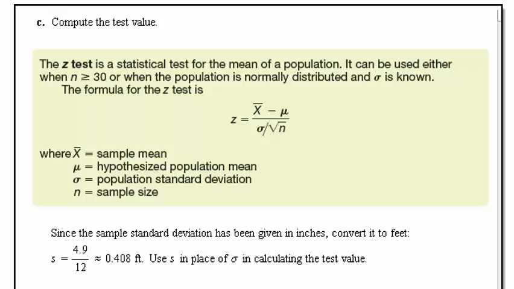Now, since the sample standard deviation has been given in inches, we should convert it to feet. So we'll use s in place of the population standard deviation to calculate the test value. Right? So sample instead of the population. So we'll take the 4.9 and convert it to feet by dividing it by 12, and we get 0.408 feet.